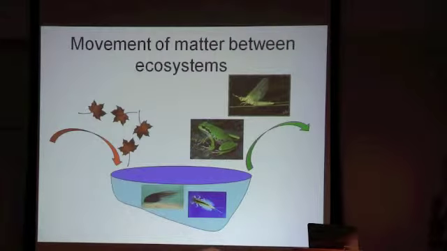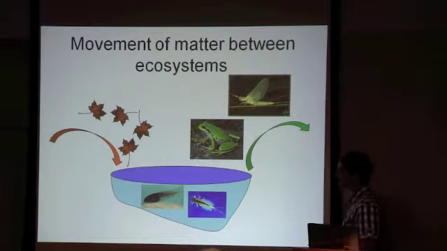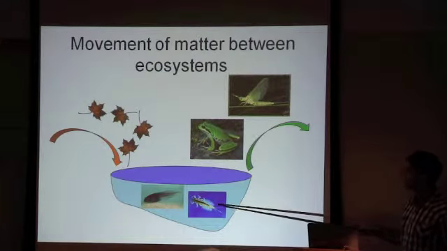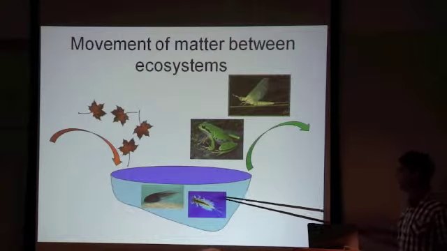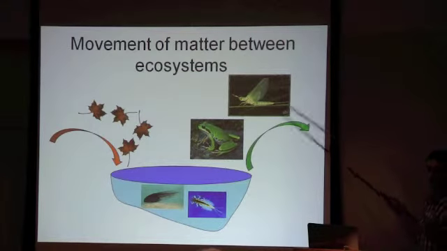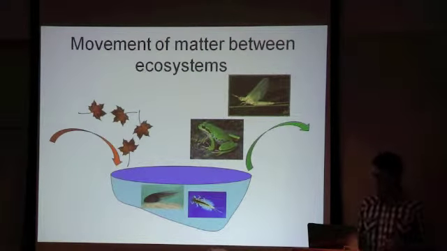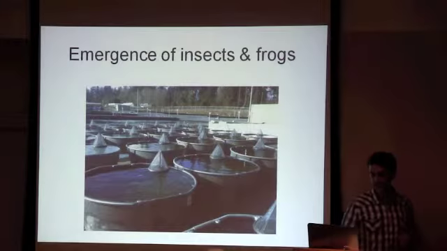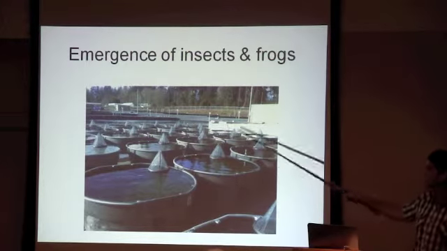Lakes and ponds also release a lot of material in the form of the bodies of organisms that have complex life cycles, where they lay their eggs in aquatic systems, grow up as juveniles and larvae, and eventually emerge as adults, taking all that material that they've acquired with them. So we measured both of those things. We measured emergence of insects and frogs.